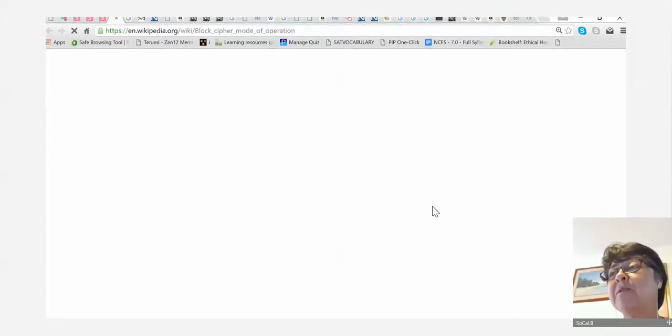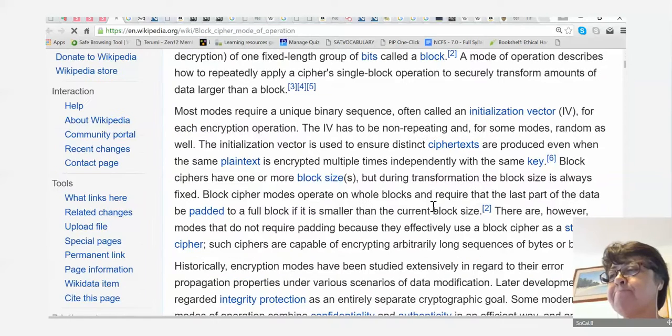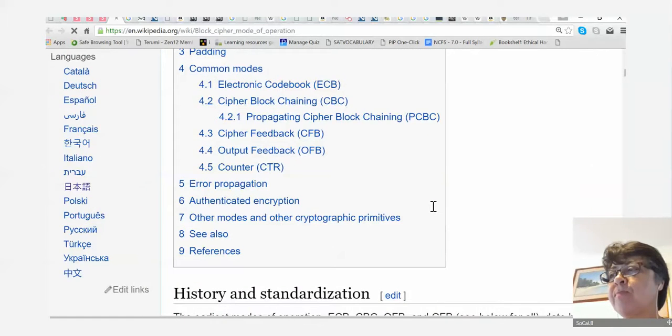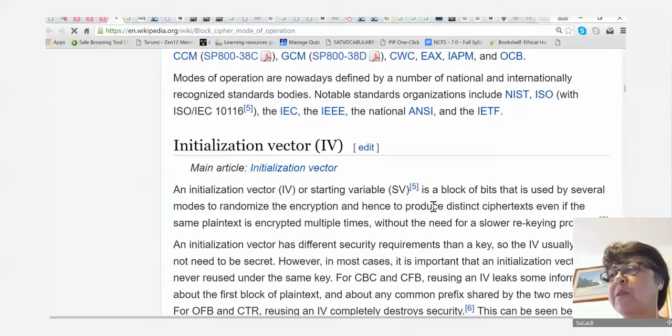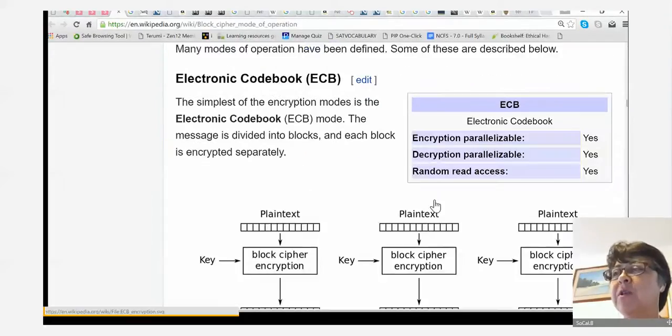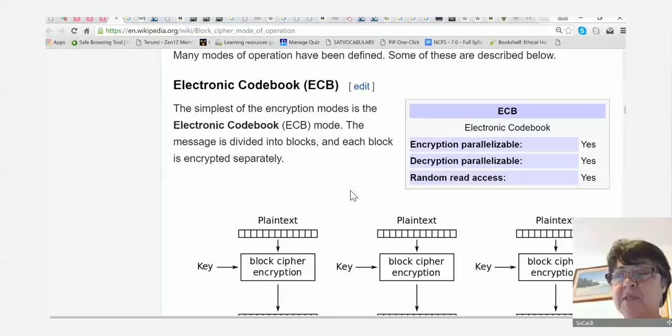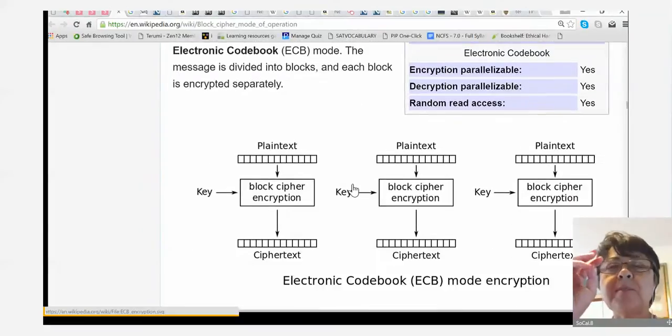I'm going to Wikipedia because they have the best graphics for this. We'll talk about all these things, the padding and so on. The first one you need to know is the Electronic Code Book, ECB. By far, ECB is the easiest one to break. Remember, something like DES is a symmetric encryption algorithm, which is a block cipher.